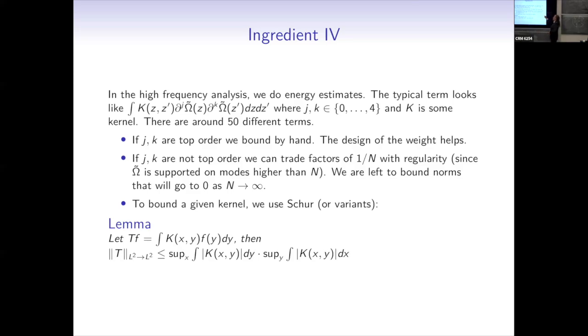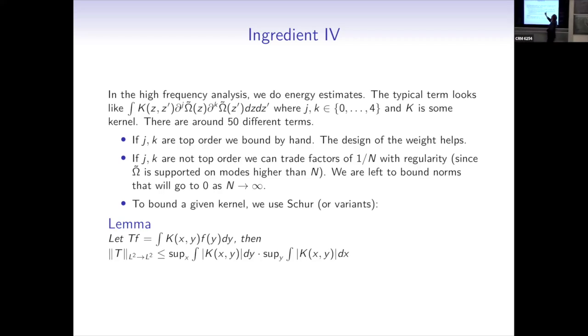And now in the high frequency analysis, we do energy estimates. So a canonical term is of this form: some kernel, some derivatives acting on omega, some derivatives acting on omega z, and some derivatives acting on omega z prime. If we are top order, we do the thing by hand, integrate by parts, and so on. That's fine. And if we are not top order, then we can trade factors of 1 over n, which is the frequency cutoff, with regularity. And we're fine because we're not top order.